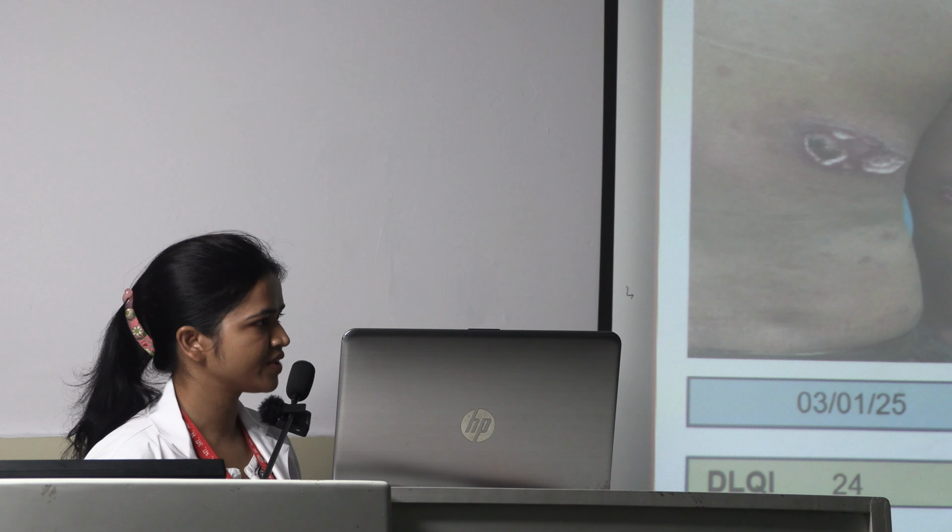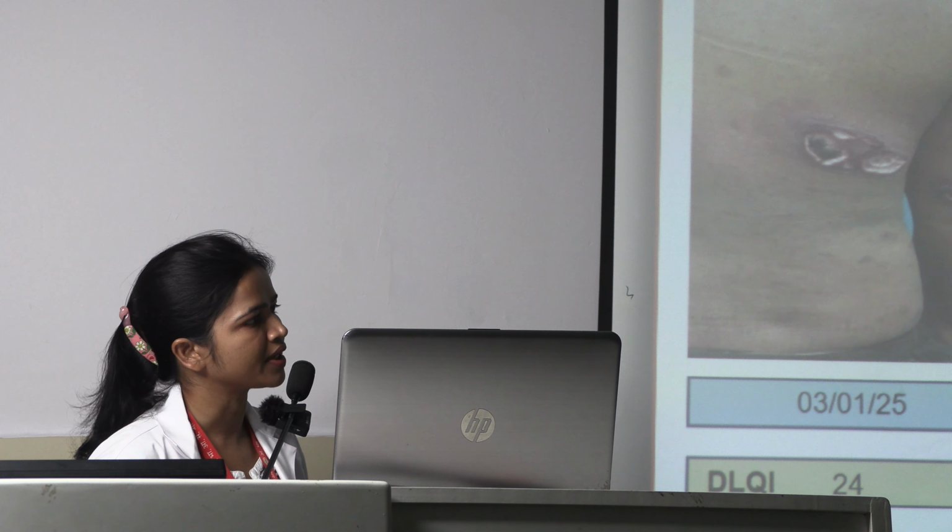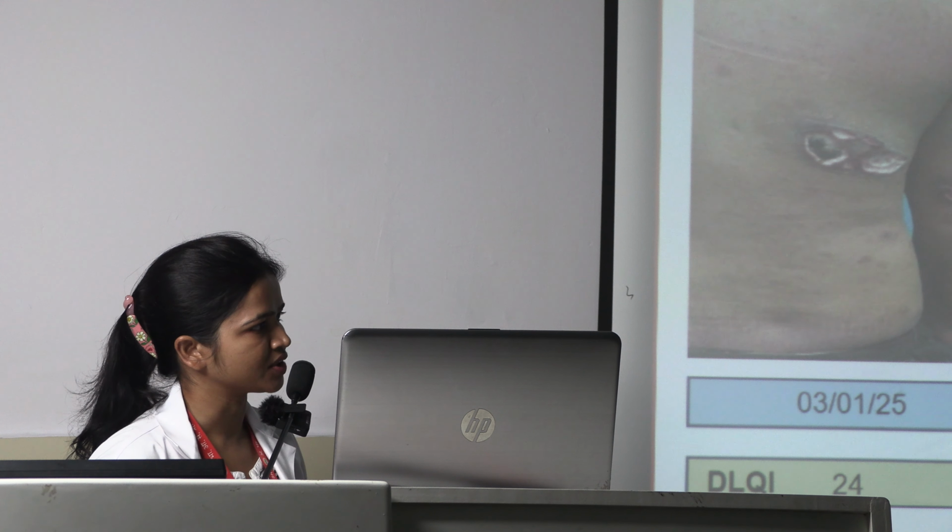So many of the patients do have this problem because of low socioeconomic status. They are not able to take thalidomide. And it's a very important drug when it comes to controlling type 2 reaction.